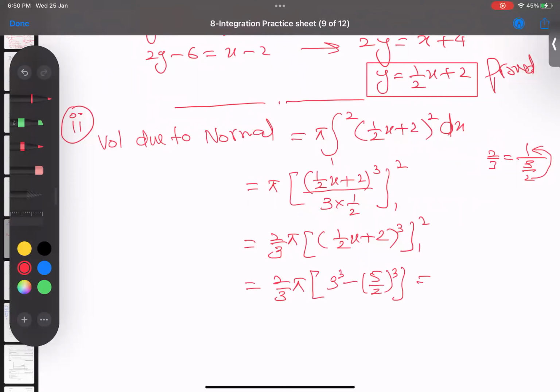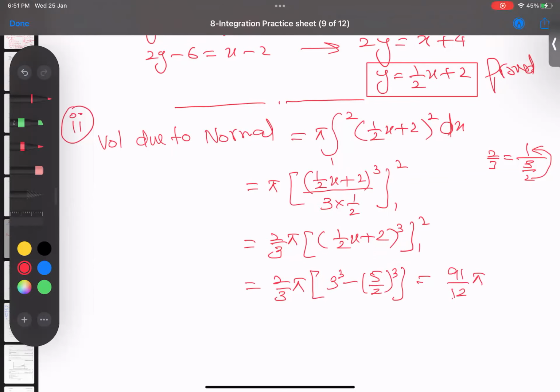So when I type in the calculator, in the bracket 9 minus 125 divided by 8, and times 2 by 3, it is giving us 53 by 12 pi. Okay, I recheck. 2 divided by 3 times, 27 minus 125 divided by 8, and sorry, it's coming a different number. Wait a minute. This is coming 91 over 12 pi. Okay, so this is a clear idea.